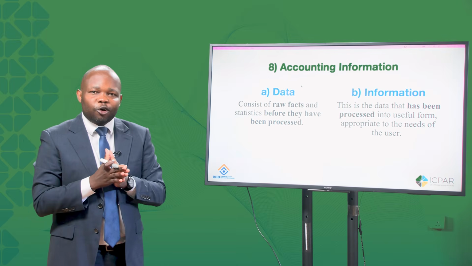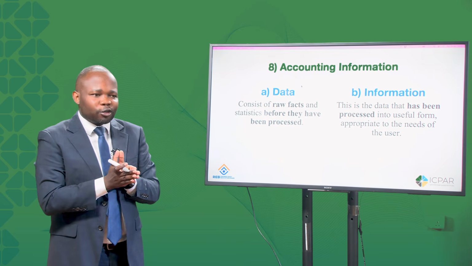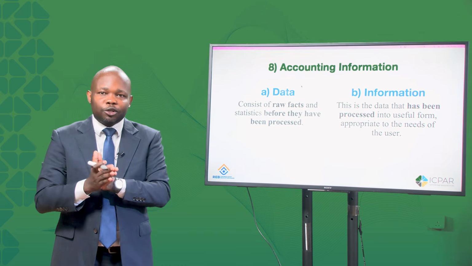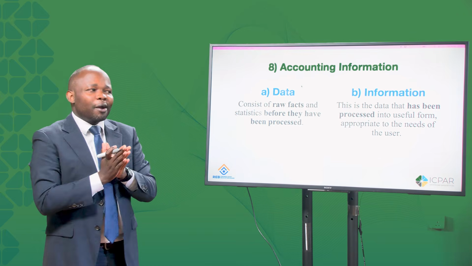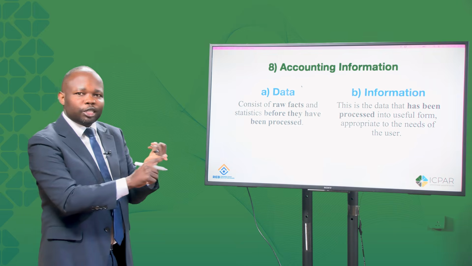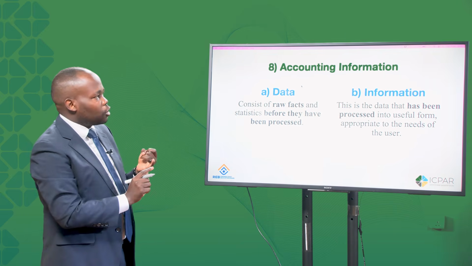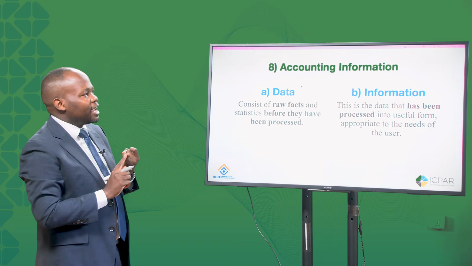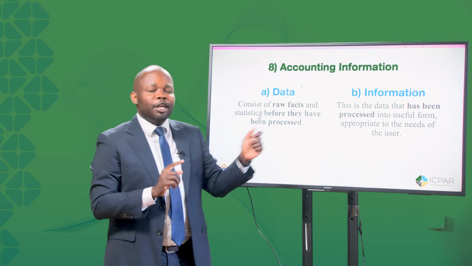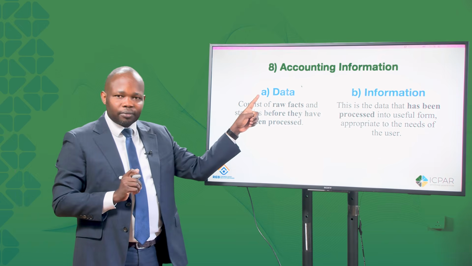Let's now focus on principles of costing. Remember, costs are calculated to help in decision making. When you are making a decision, you need what we call information in order to take a decision. So we need to look at what is the difference between data and information. In order to have information, you need what we call data.